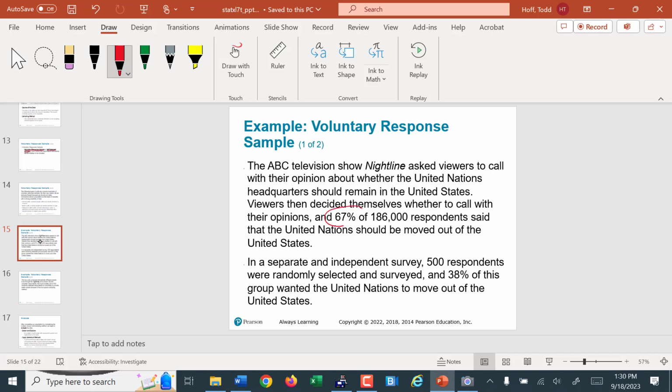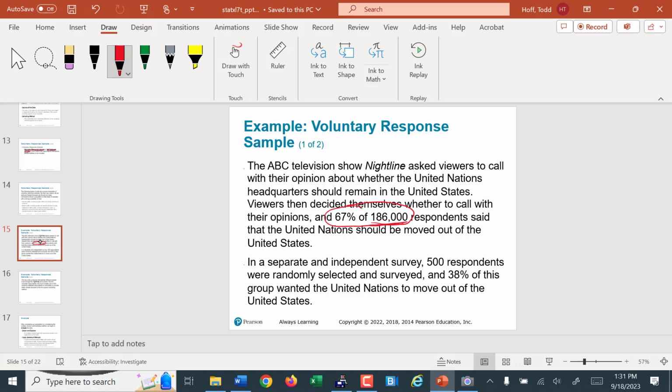67% of the 186,000 respondents said the United Nations should be moved out of the United States. So 186,000 respondents, that's a pretty large sample size. So nobody can argue that that's too small of a sample. 67% said they should move. That's over 120,000 people. You might say, well, that's a pretty reliable result.